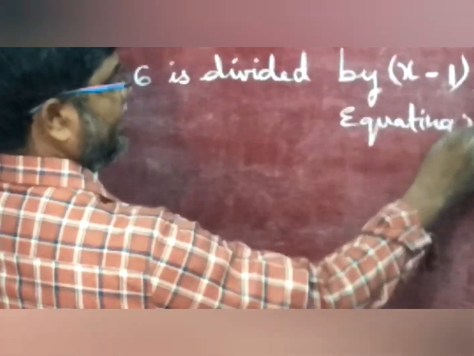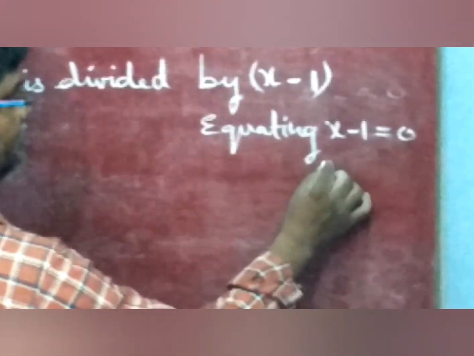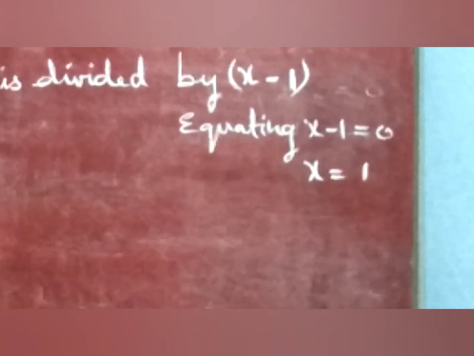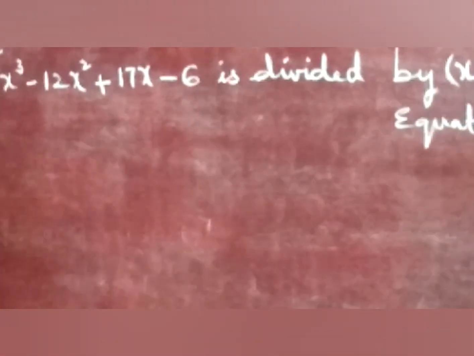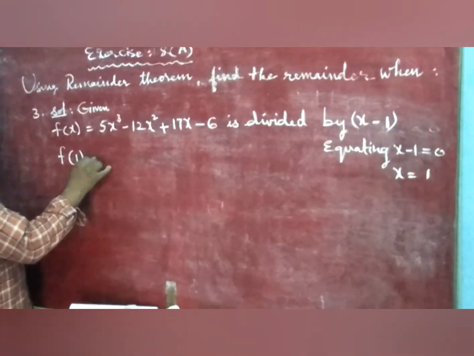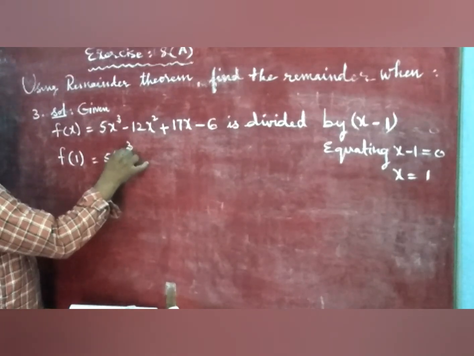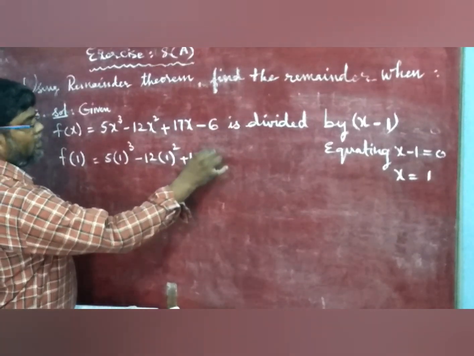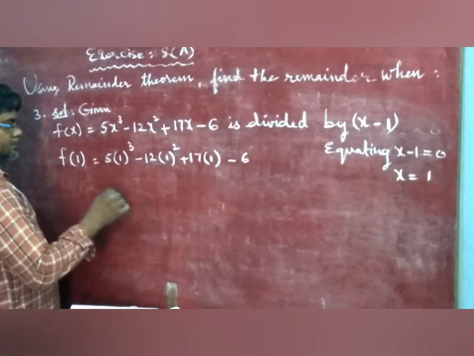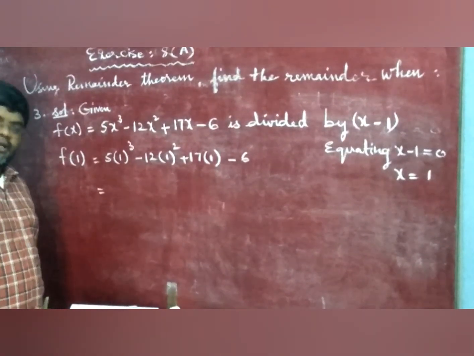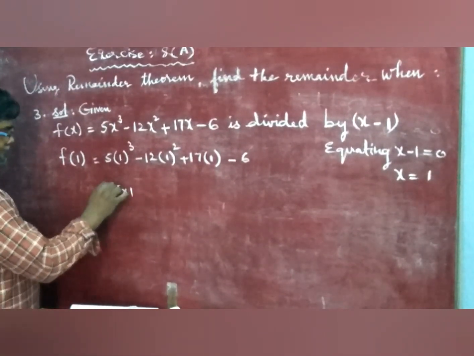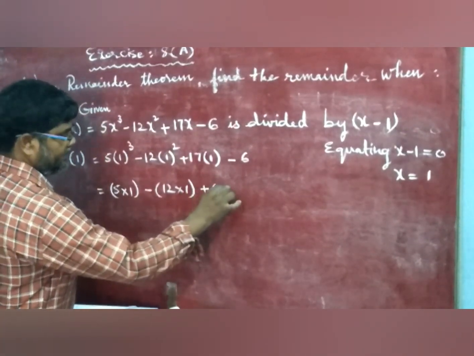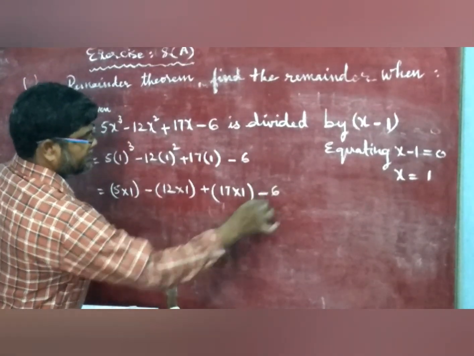So first of all we are going to equate x minus 1 is equal to 0. So x is equal to minus 1 goes that side, plus 1. If you keep plus or not keeping also no problem. So here in the place of x you are going to substitute 1. 5 into 1 cube minus 12 into 1 square plus 17 into 1 minus 6. 1 how many times if you multiply also 1. So 5 into 1 minus 12 into 1 plus 17 into 1 minus 6.